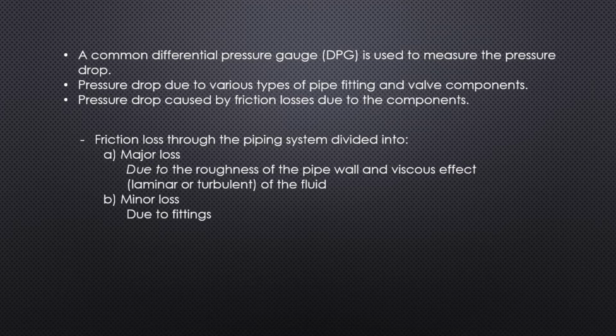Major friction loss is due to the roughness of pipe wall and viscous effect, which is laminar or turbulent flow of the fluid, while minor loss is caused by the fittings in the system. An ideal component without any friction effect behaves like a straight pipe section of length equal to the component flow path. The frictional effects can cause additional pressure drop in piping system.